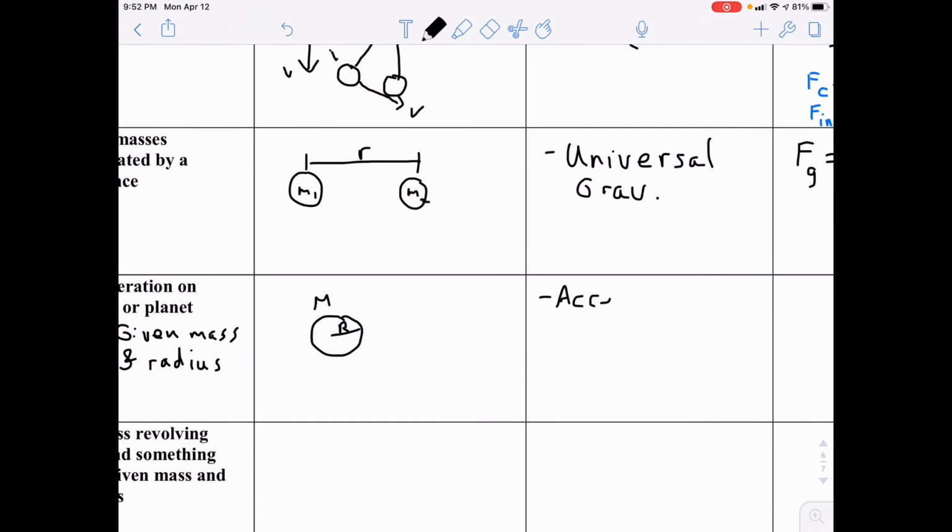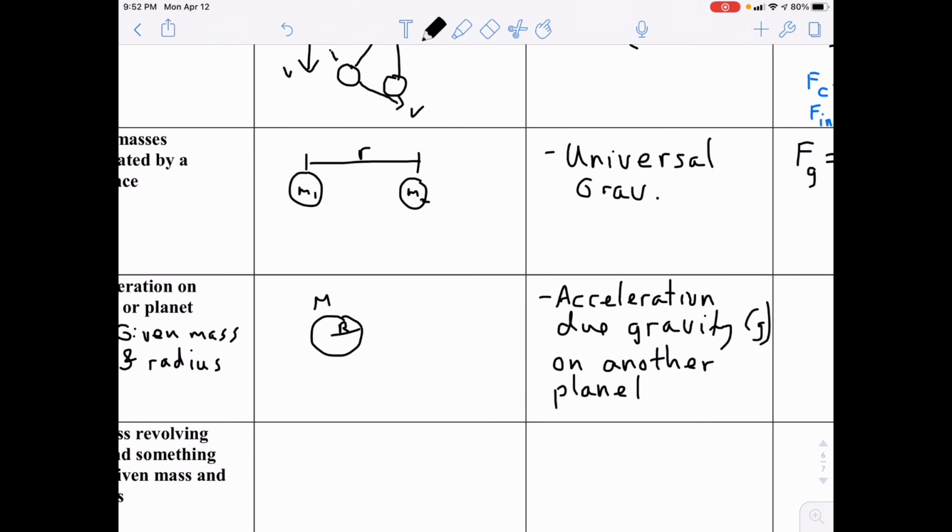And it's basically the acceleration due to gravity, but on another planet. So it's the acceleration due to gravity, which is g, on a planet. You can really just shorten the concept to finding g on another planet.